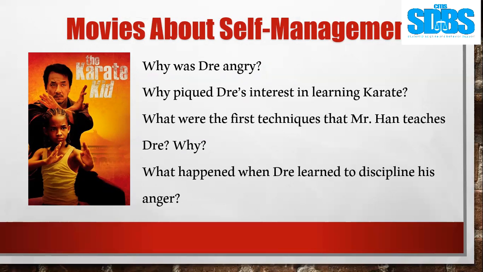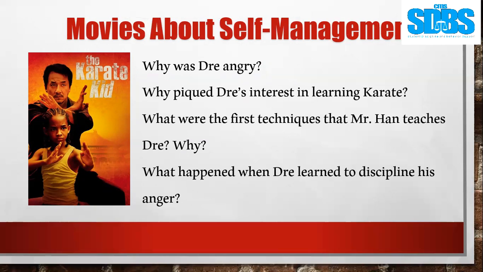So the questions that I posed: why was Dre angry? Why was he upset? What piqued Dre's interest in learning karate? What motivated him? What inspired him? What were the first techniques that Mr. Han taught Dre, and why? And listen, if you don't use any of these questions, number 3 is definitely one you want to use. What were the first techniques and why? And if you've seen the movie, you notice that Dre wanted Mr. Han to teach him how to do karate because he was being bullied or what have you.